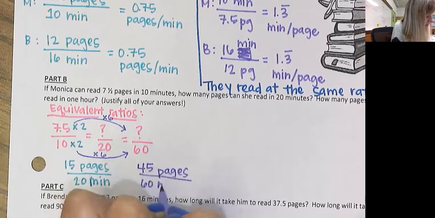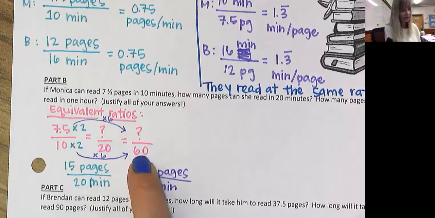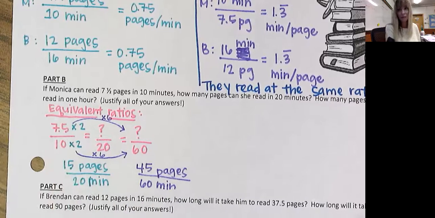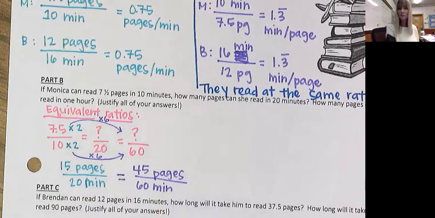And some of you might be saying, Ms. McGowan, I didn't times that by 6. I just went, well, to get from 20 to 60, I times by 3, so 15 times 3. And you're absolutely right. And the reason all of that is working is because these are all equivalent ratios.